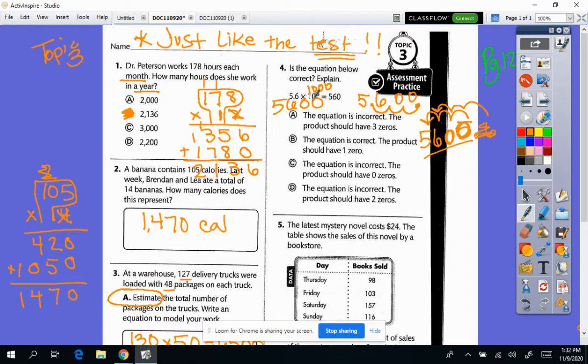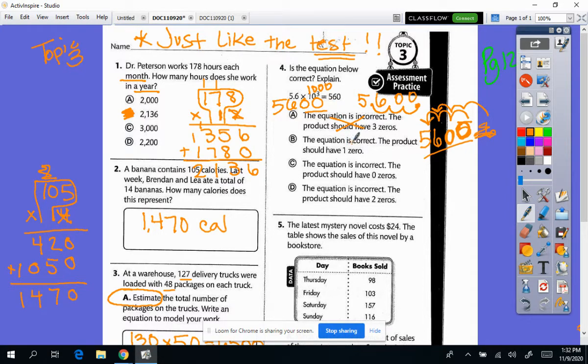And so then I'm going to go through and decide, is this equation correct or incorrect? And what should the product look like? So the equation is incorrect. The product should have 3 zeros. That cannot be the option. I only have 2 zeros here.